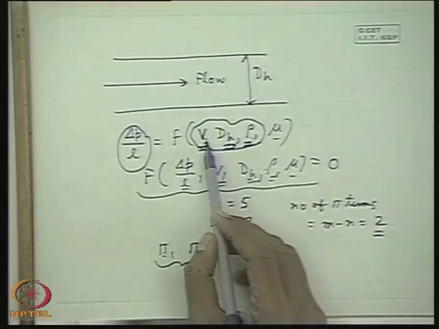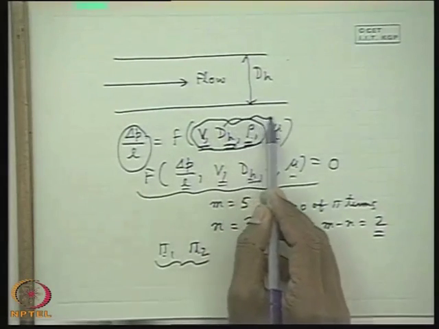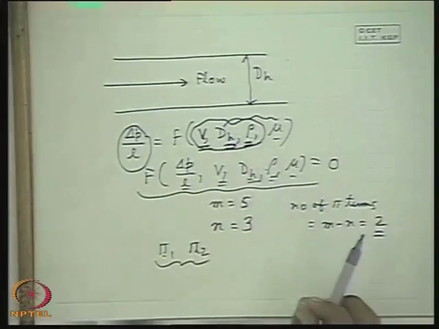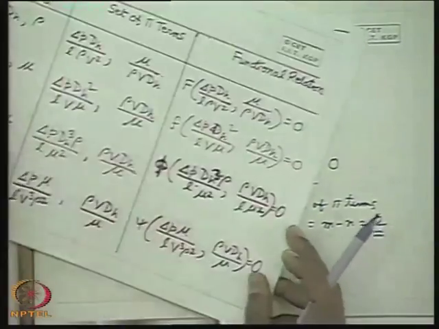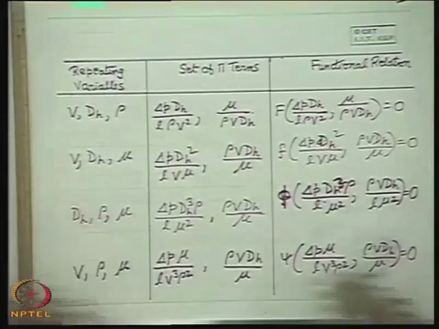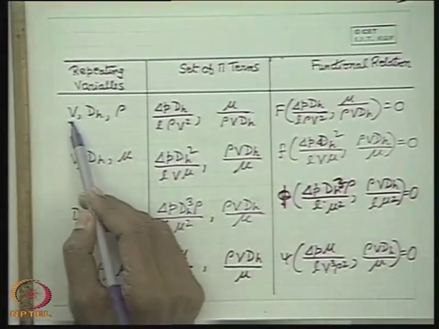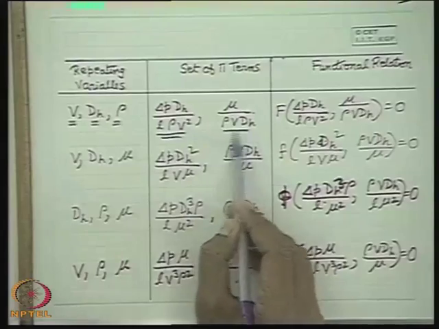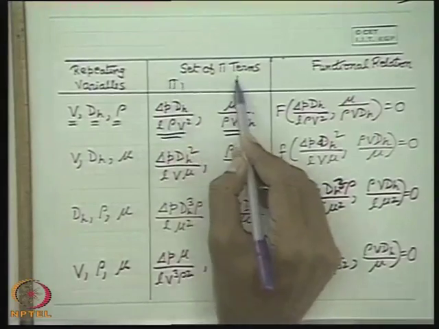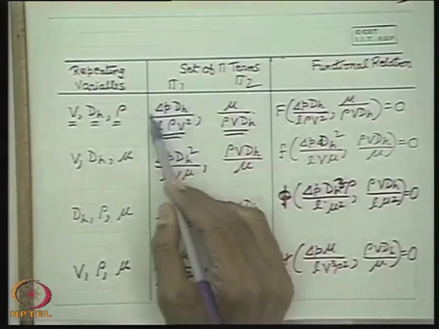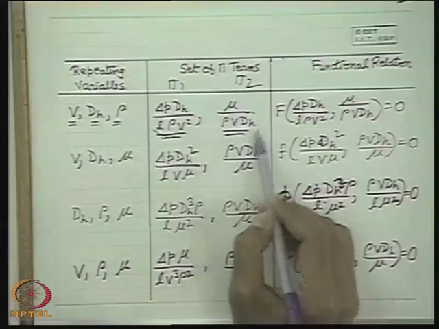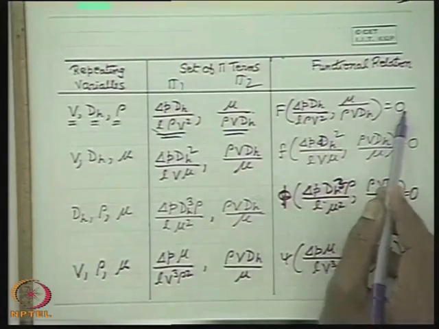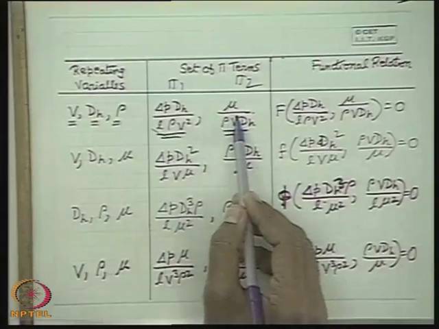Now we will show that if we take any other 3, that means another set, there will be 4 sets, what will be the pi terms or the dimensionless terms. If we take repeating variables V, dH, rho, we will end up with this pi 1 and pi 2. This is the conventional friction factor, this is 1 by Reynolds number, and the functional relation is a function of this and this equals 0. That means this is a function of this.